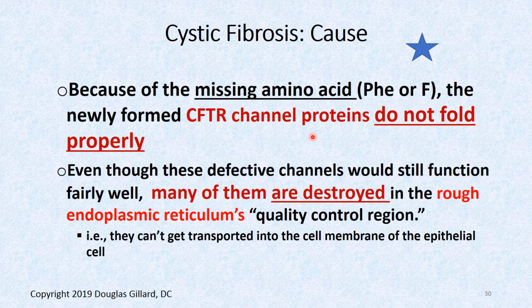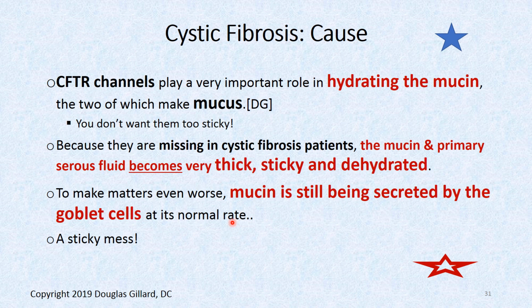The CFTR channel protein doesn't fold right, and therefore when it goes through the rough endoplasmic reticulum, which has a quality control region, it doesn't like the looks of it, and it stops most of it from being produced. In experiments, they've taken it out, they've destroyed the endoplasmic reticulum, so it bypasses that, and it works. So it still works, but the trouble is it doesn't pass quality control. And maybe, to different degrees, some patients have a few of them that are working. The less you have, the more severe your case is.